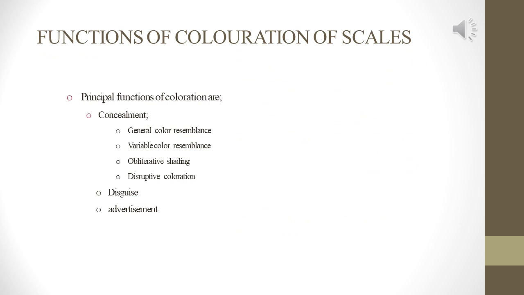Now we'll discuss the functions of coloration of scales. The basic principal functions of coloration are concealment, disguise, and advertisement. What is concealment? Concealment is like being general, to obliterate. General color resemblance is the principal function of coloration. Variable color resemblance is also part of concealment. Obliterative shading is also a function of coloration of scales, and the last one is disruptive coloration. All these types of coloration are found in fishes for their survival in the environment.